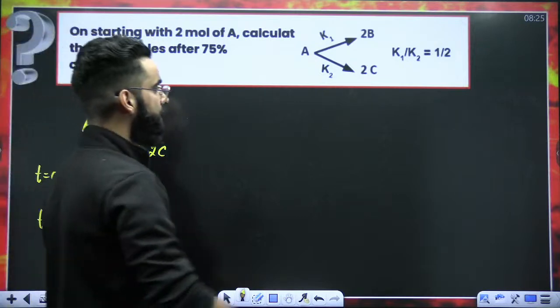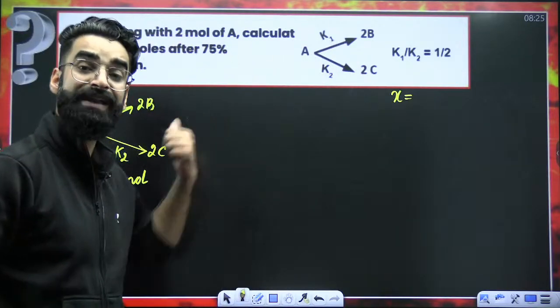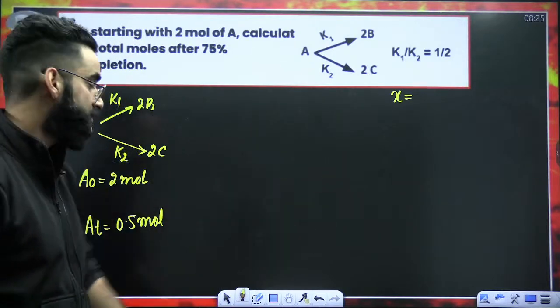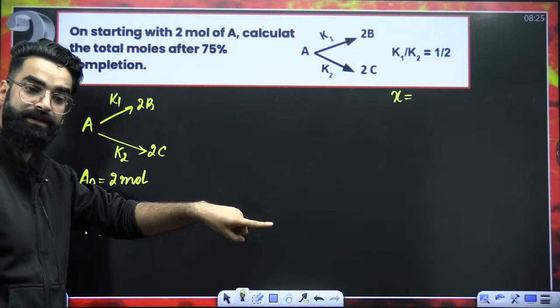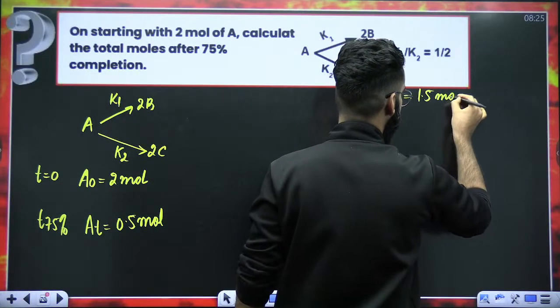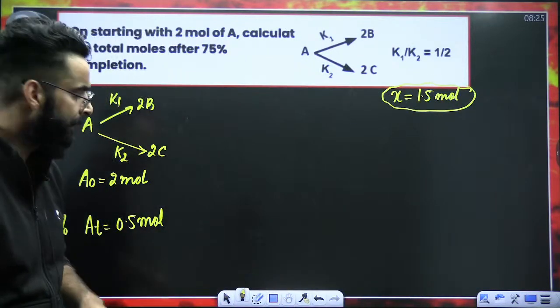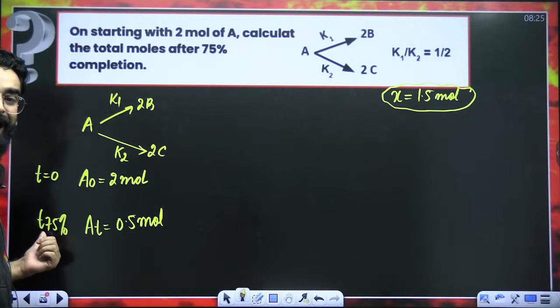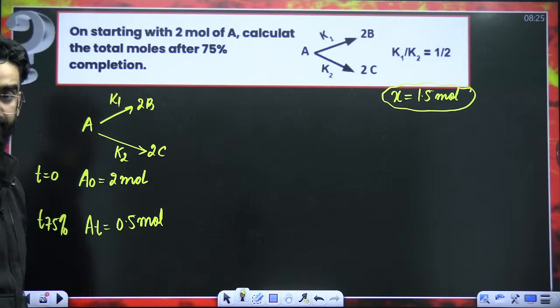So these are the moles of A left in the container after 75% completion. If I ask you, what about the X value? What is X? Moles of reactant which get converted into product. So I had 2 moles. Now 75% of 2 is getting converted into product, so 1.5 moles have got converted into product. So x value is equal to 1.5. Now, at time t is equal to T75, the moles of reactant left in the container are 0.5.